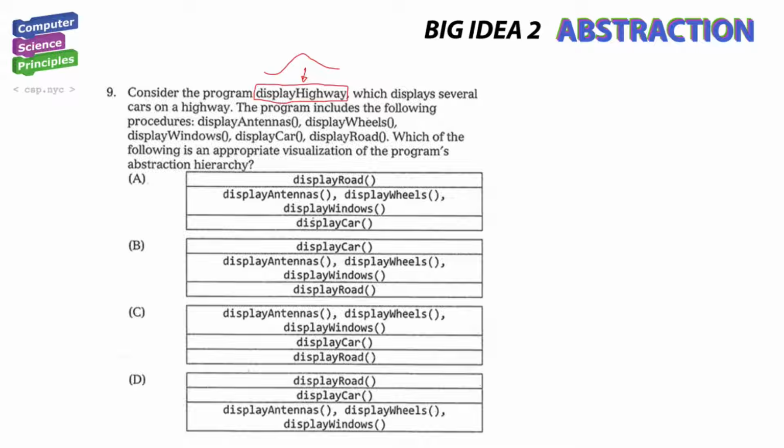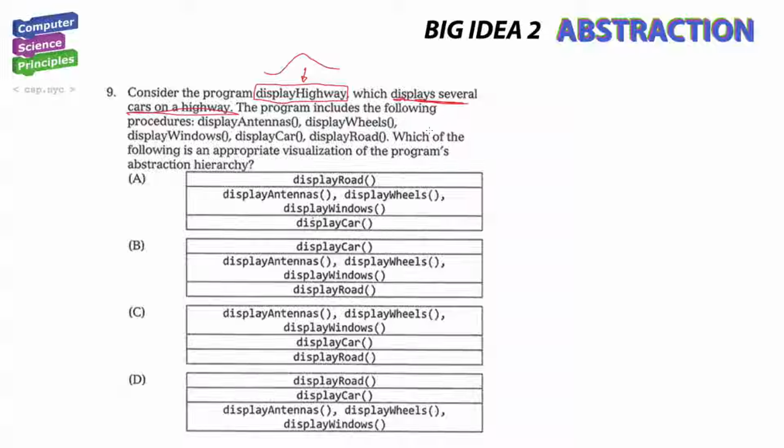It says it displays several cars on a highway, and the program includes the following procedures: display the antennas, display the wheels, display the windows, display the cars, display the roads. So that's a lot that's going on. And it says which one of the following is an appropriate visualization of the program's abstraction hierarchy. So let's think about this. There's a program, and it displays several cars on a highway, right?